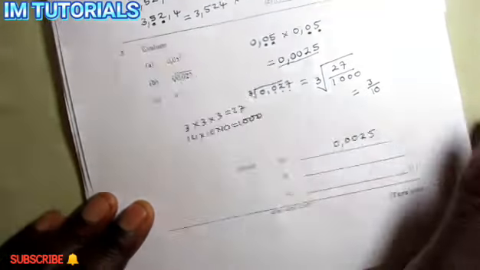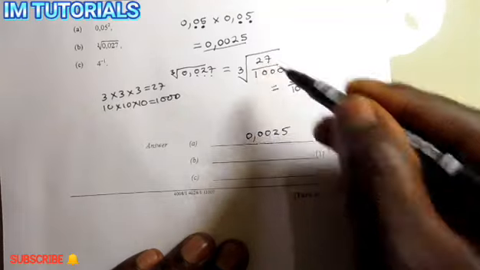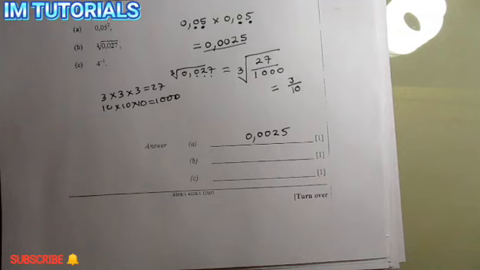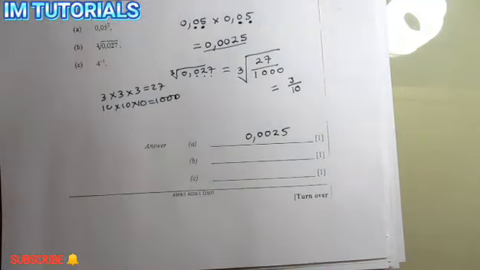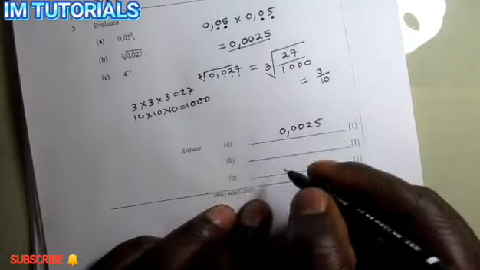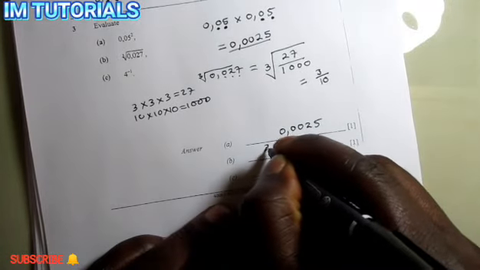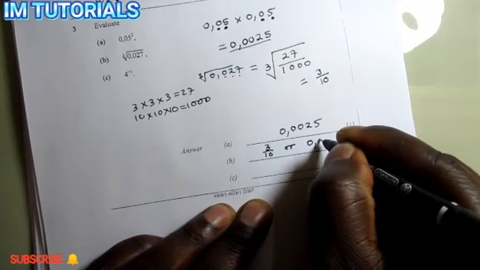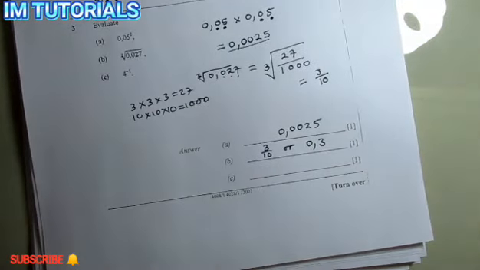So if you are asked to find the cube root of 27, your answer is 3, because you'll be looking for a number which multiplies itself 3 times to produce 27. If you are asked to find the cube root of 1000, your cube root is 10, because you'll be looking for a number which multiplies itself 3 times to get 1000. I hope you are listening. So our answer here is 3 over 10, or you can write it as 0,3.